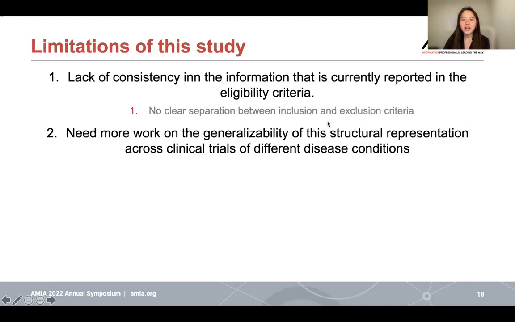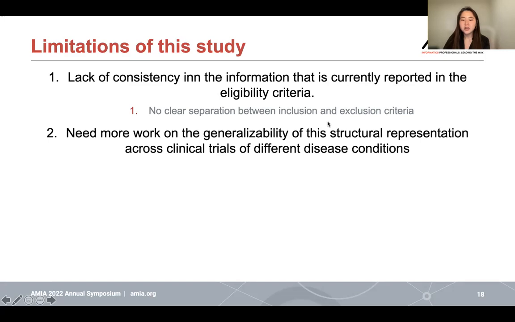The biggest challenge of the study was that the extraction of inclusion and exclusion criteria from the eligibility criteria was based on the terms inclusion criteria and exclusion criteria in the text. Due to the unstructured nature of the eligibility criteria, if there were other synonyms indicating the beginning of the two criteria, the extraction would not have separated them properly.